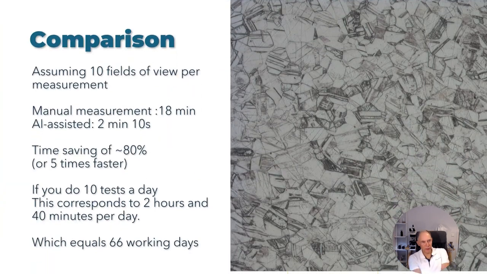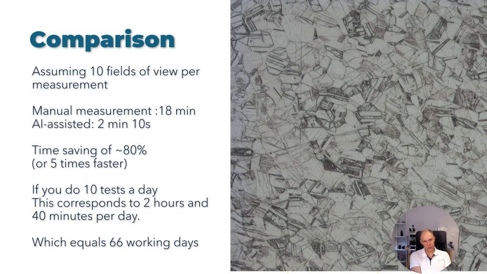So if we compare this now again, and assuming 10 fields of view, the total time of doing this measurement manually is 18 minutes. And with the AI assisted, it's 2 minutes and 10 seconds. And this is a tricky sample. The time saving is 80%, or it's more than 5 times faster.